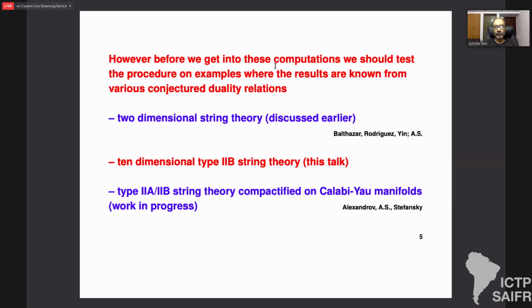But before we get into these general computations, we should test this procedure on examples where the results are known from various conjectured duality relations. So in particular, one example that has been studied in detail, and has been discussed earlier, is two-dimensional string theory. The topic of today's talk will be 10-dimensional type IIB string theory. But you can also consider type IIA or type IIB string theory compactified on Calabi-Yau manifolds. This is some work in progress with Sergei Alexandrov and Bogdan Stefanski.